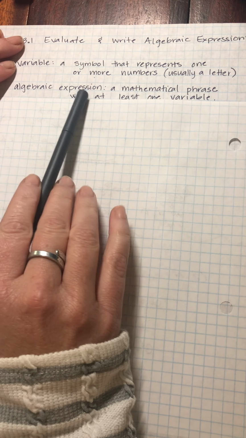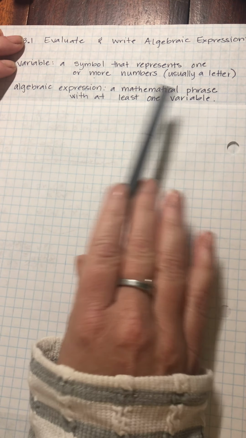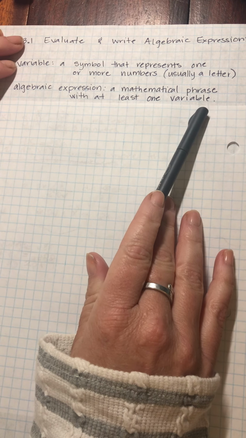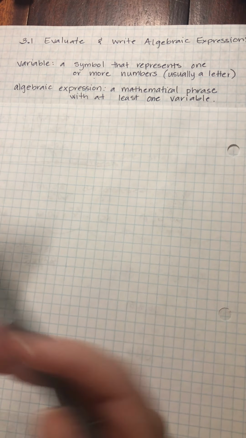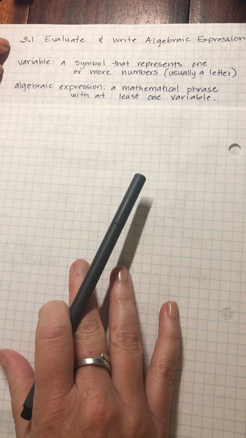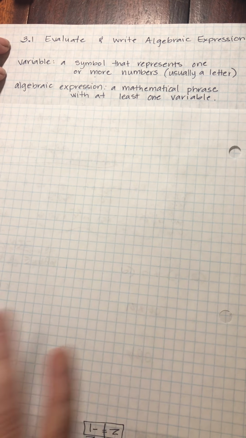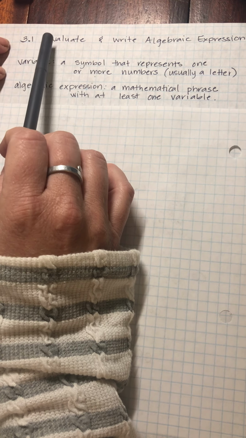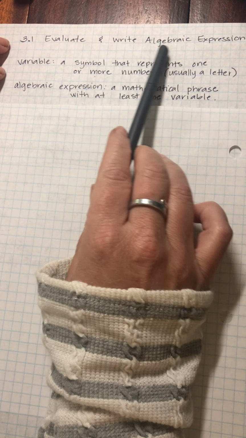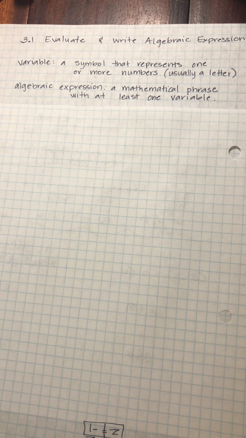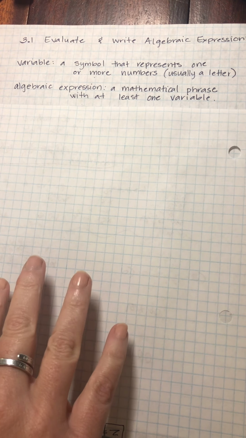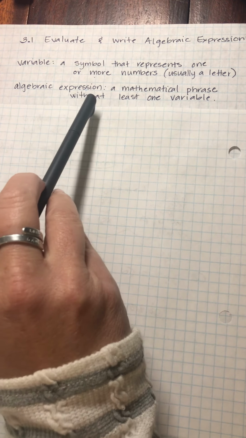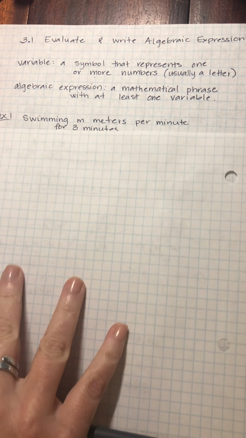An algebraic expression is a mathematical phrase with at least one variable. So it usually has one variable and one number and then some math operation like adding or subtracting between them. The evaluate part of today's lesson is the math part, and we're going to do that second. We're going to start off with the writing. Okay, so writing an algebraic expression. And what they're talking about there is giving you words, and you're going to translate that into math. So I'm going to keep going. If you need to pause and finish writing these, please do.